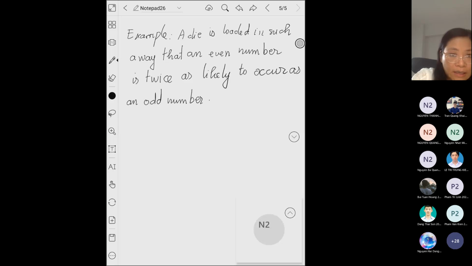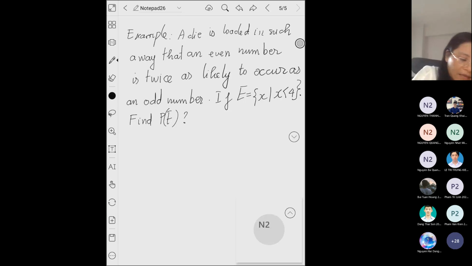If E is the event that the number is less than 4 on a single toss of a die, now please find the probability of E. This example is not equally likely.